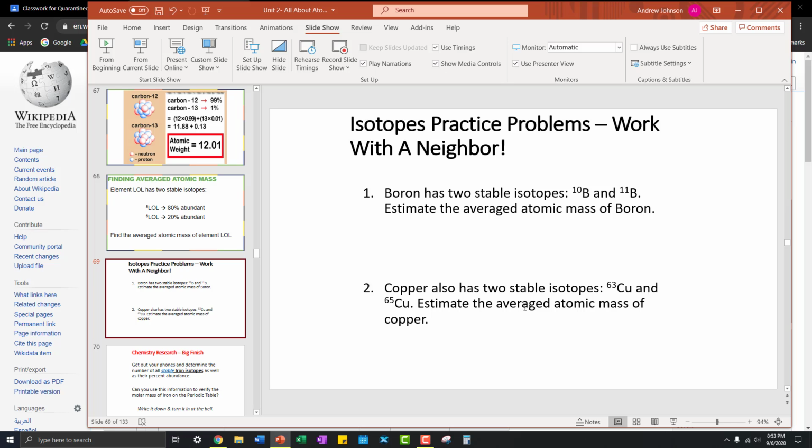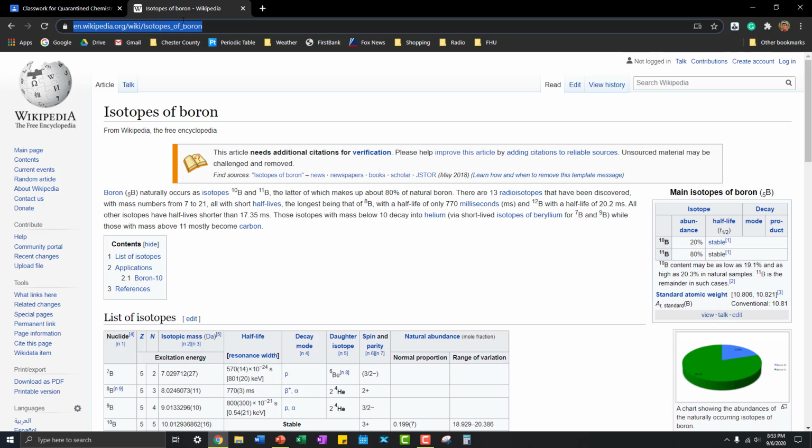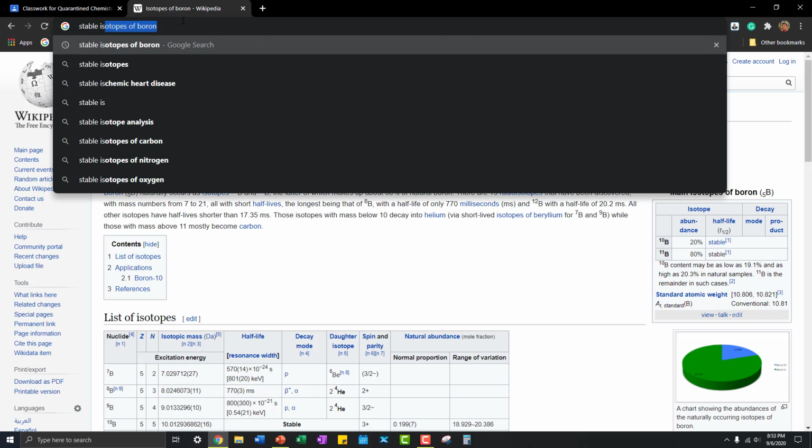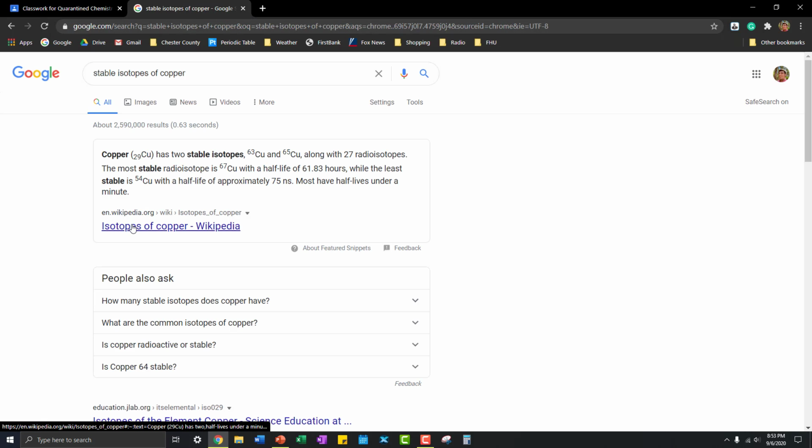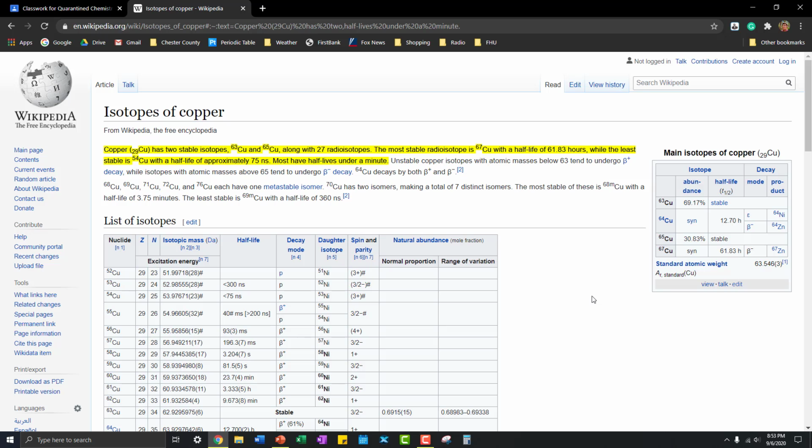So we're going to look at the two stable isotopes of copper, copper 63 and copper 65, and estimate the average atomic mass. So let's go here and let's do that. Let's say stable isotopes of copper. And there should be a Wikipedia page on that. And so this said to take a look at copper 63 and copper 65. Well, which one's more abundant? It's copper 63. It is 69% abundant. Copper 65 closes the gap and is about 31% abundant.